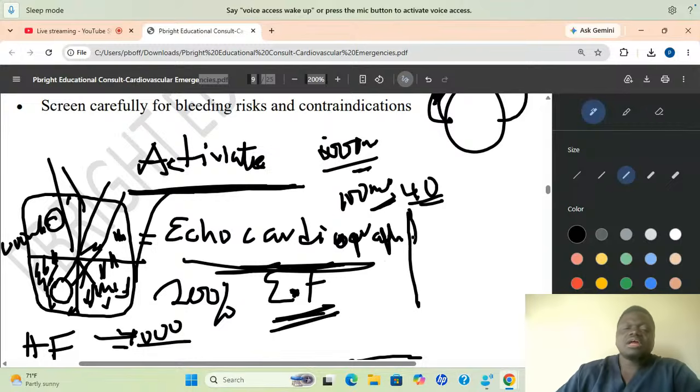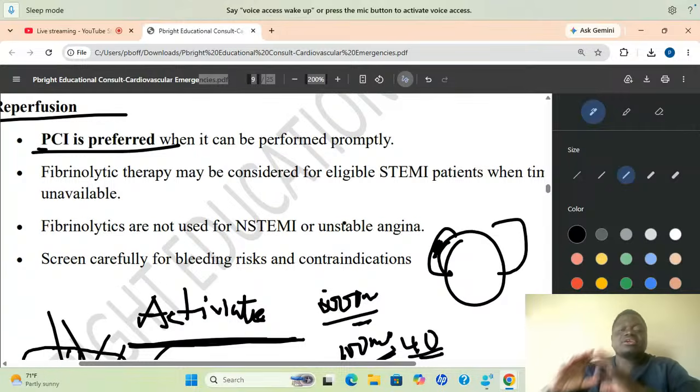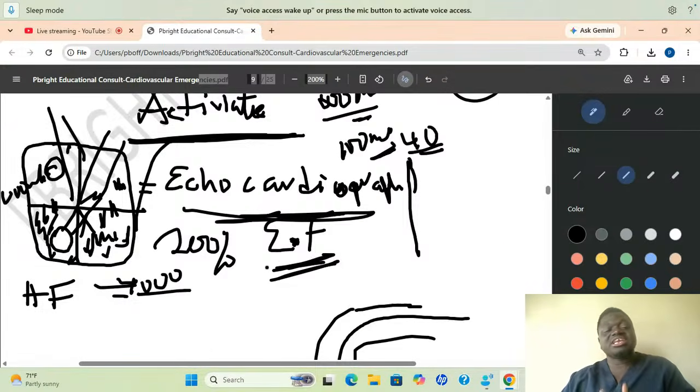Now you have seen that there is a big clot sitting somewhere in your coronary arteries, or any of the valves is not working well, so you are getting regurgitations. Your ventricles have become big, they are not working.